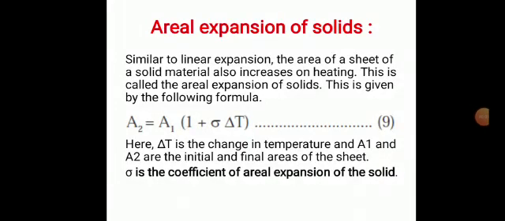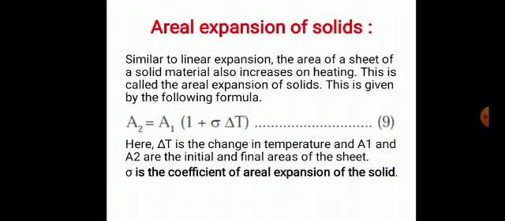Similar to linear expansion, the area of a sheet of solid material also increases on heating. This is called the areal expansion of solids. This is given by the formula A2 is equal to A1 in bracket 1 plus sigma delta T. Here delta T is the change in temperature and A1 and A2 are the initial and final areas of the sheet. Sigma is the coefficient of areal expansion of solid.